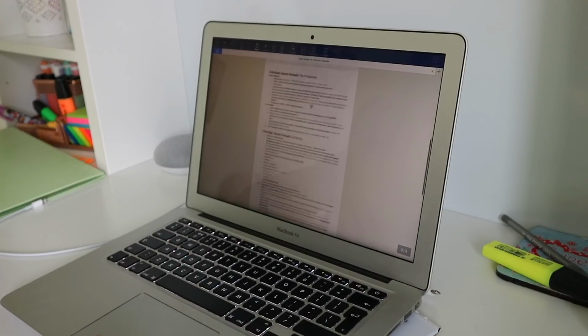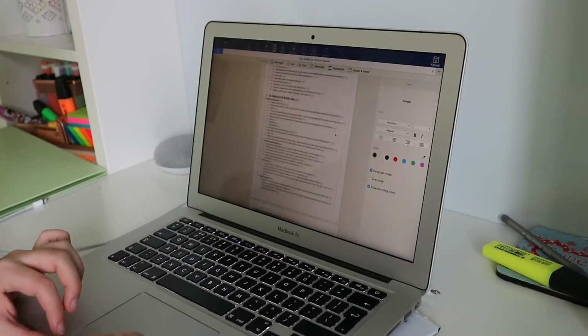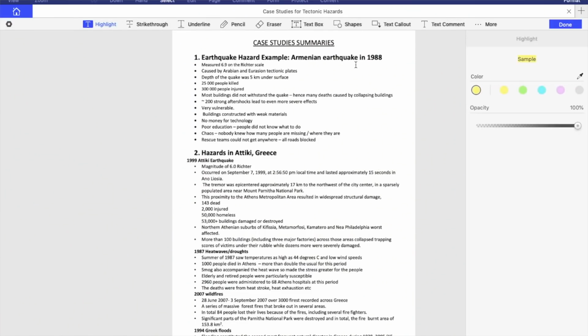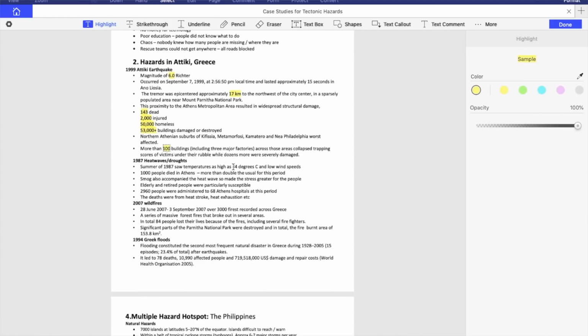So I uploaded one of my geography documents. It was only a few pages just on case studies, and then I was able to use the tools and go through and add any text or highlight any information. As for me, I really like to highlight key statistics. So that's what I went and did. I went and highlighted any numbers and key statistics in yellow.